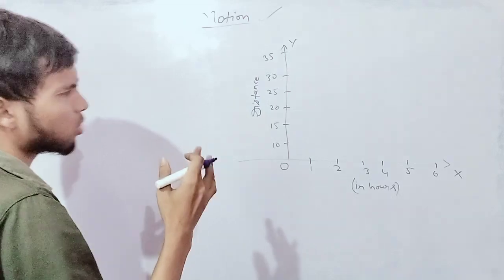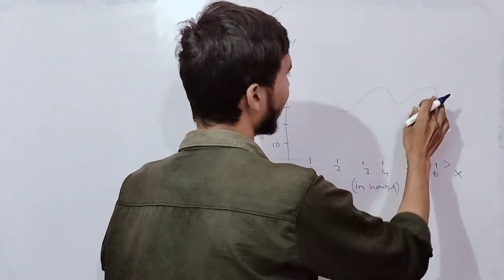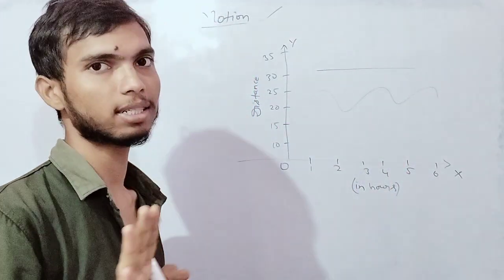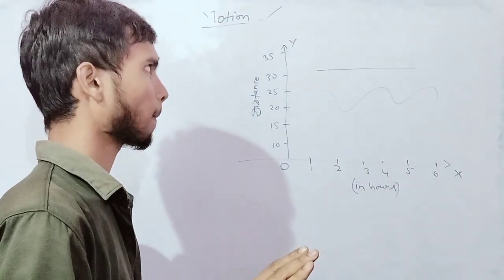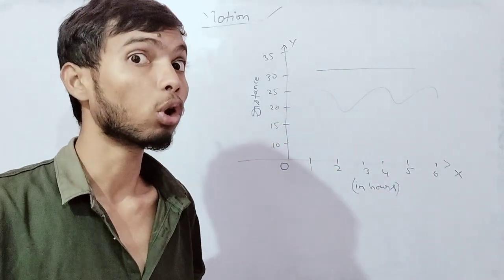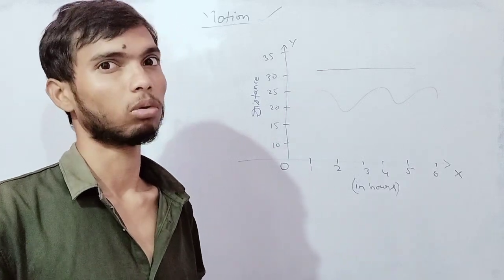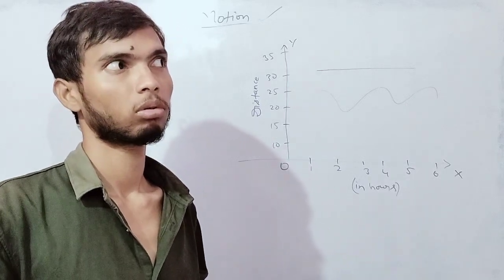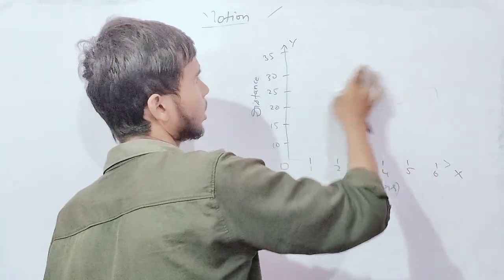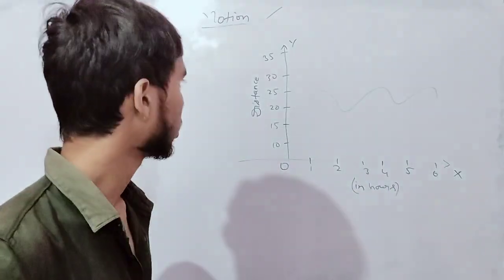Now what else? If the line is horizontal like that, will it give you uniform motion? No, because it is not moving. The vehicle is not moving here. So what will this curved line give you?